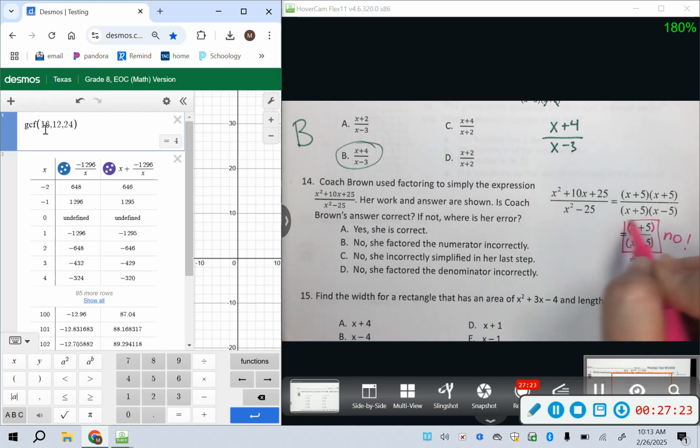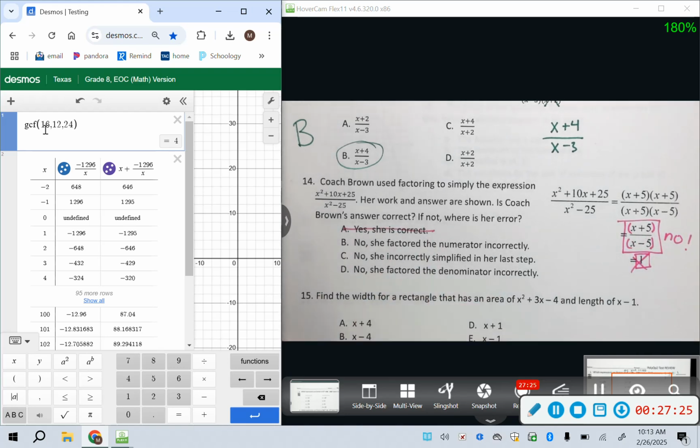This is your final answer. So no, she was not correct. It says she factored the numerator incorrectly. Well, I'm assuming she factored it correctly. We could always check it in our calculator. No, she incorrectly simplified, and her last step is the answer.